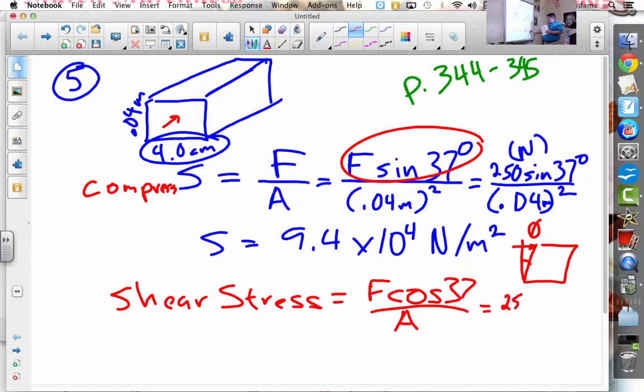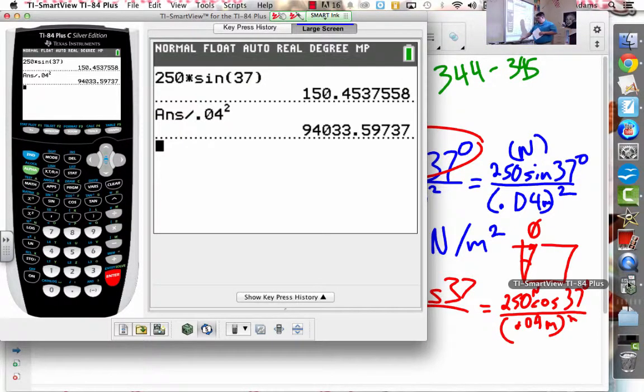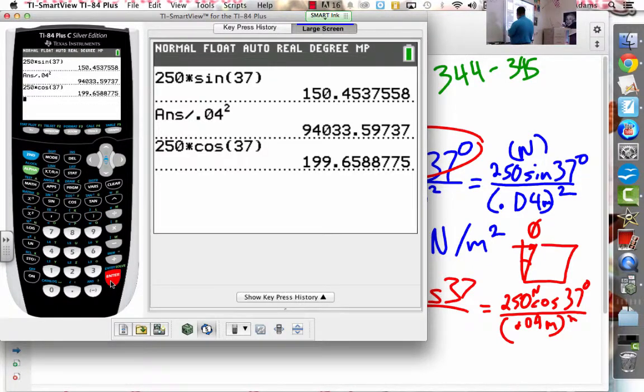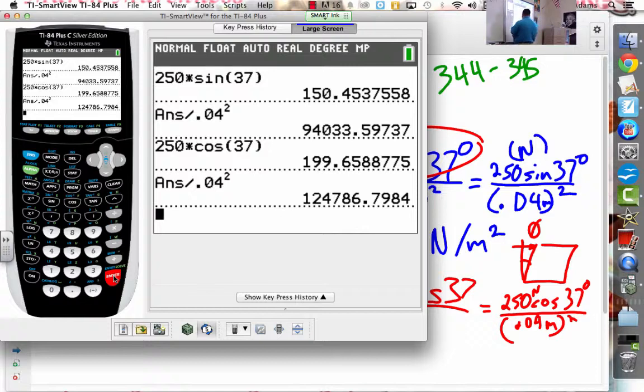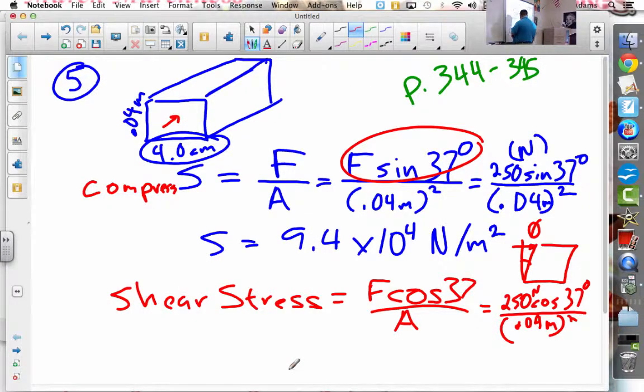And so we get 250 cosine of 37 all over 0.04 meters squared. And that's 250 Newtons. And so it's the exact same thing, except we're going to say 250 times cosine of 37 degrees, which is a little bit different number, and then we're going to divide that by 0.04 squared. And we get 1.2 times 10 to the 4th. So the shear stress is approximately 1.2 times 10 to the 4th.